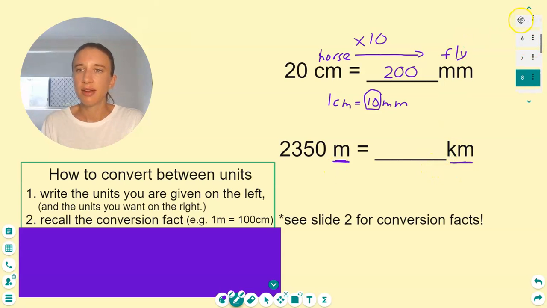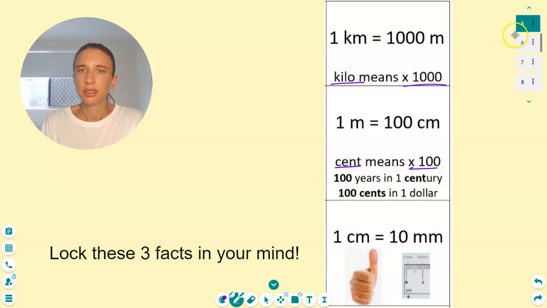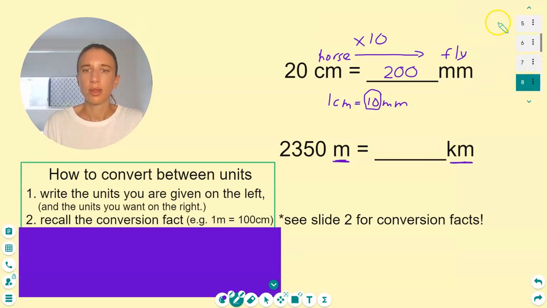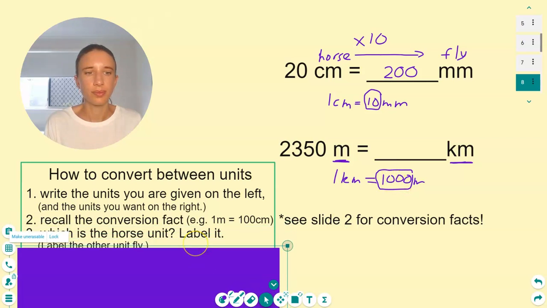And we come back to slide 5. Which of these links meters to kilometers? Well, this one. Kilo means times 1,000. So I'm just going to write down that fact. 1 kilometer is 1,000 meters. I'm just interested in that number, right? That's our conversion factor.